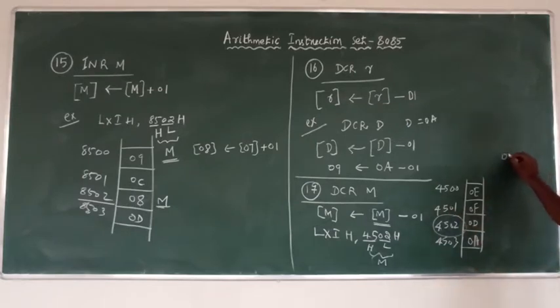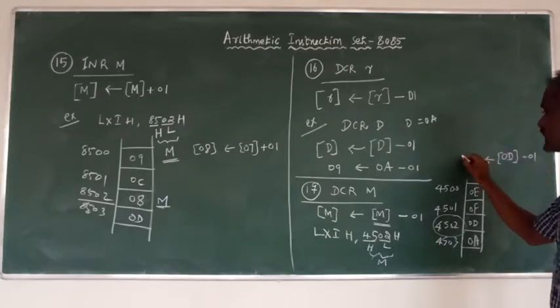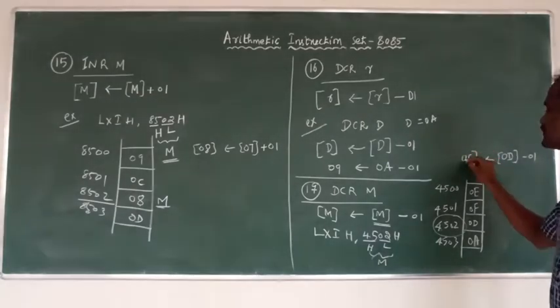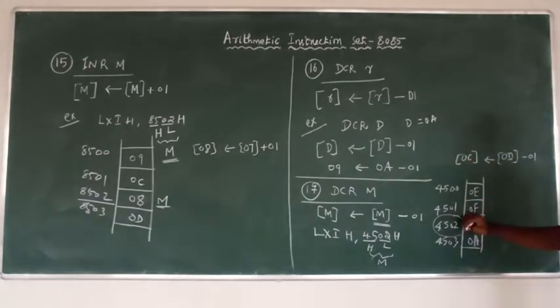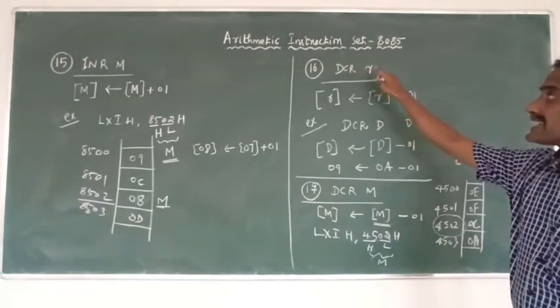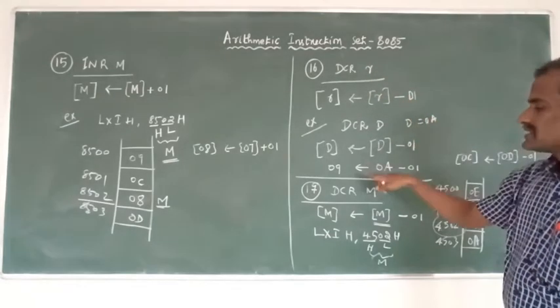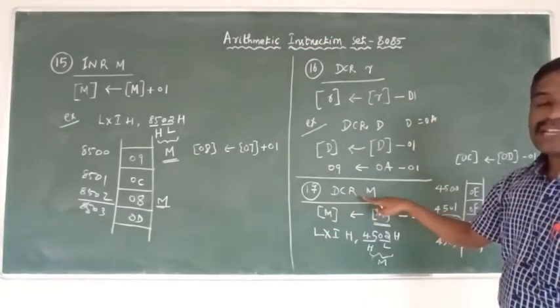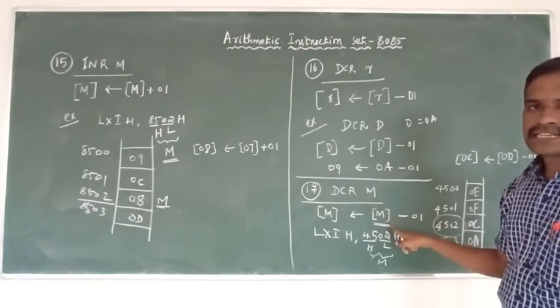Now 0D minus 01. 0D means 13. 13 minus 1 is 12, which in hexadecimal is C. This result is stored in the same address location as 0C. This is the operation of DCR M. DCR R decrements the register content once, and DCR M decrements the memory address location data once.